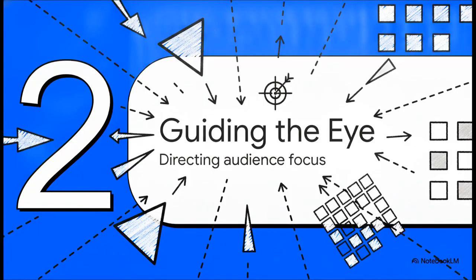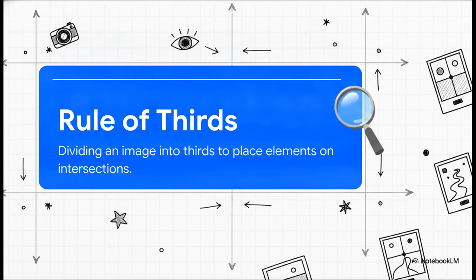Moving right along to section 2, guiding the viewer's eye. So let's dive into an incredibly famous guideline you've probably heard of, the rule of thirds. This simply involves dividing your image into thirds, both horizontally and vertically. What it does is create a natural, invisible grid right over your frame. And our eyes inherently want to follow this grid, which actually makes off-center compositions way more pleasing to look at than just dead center framing.